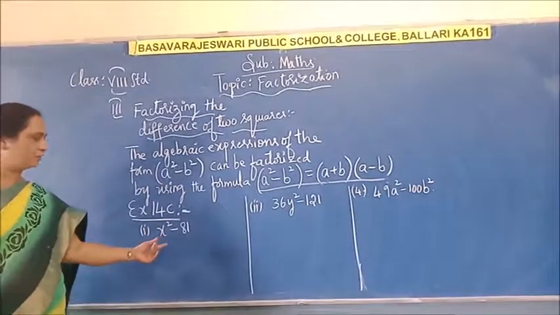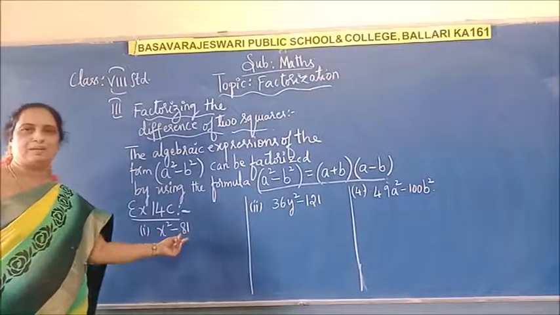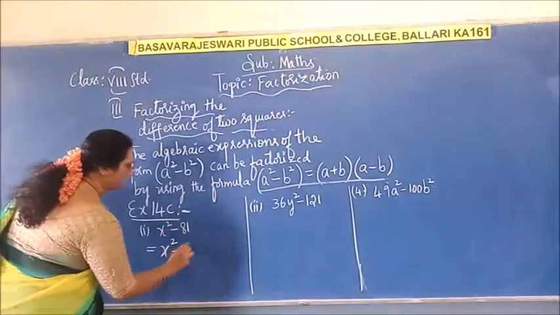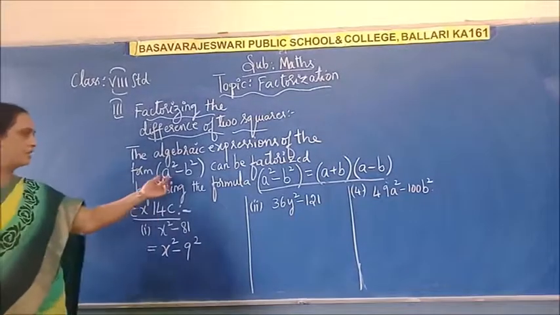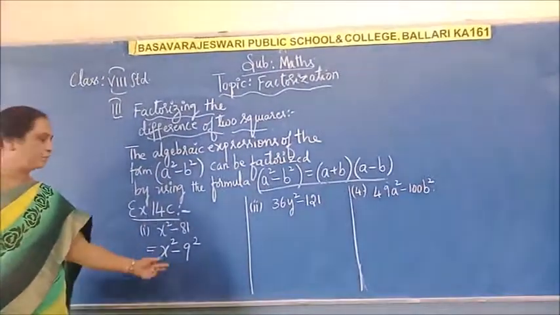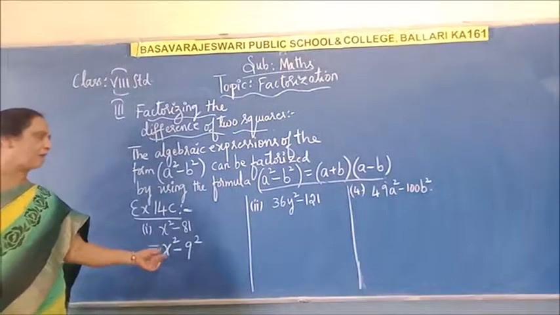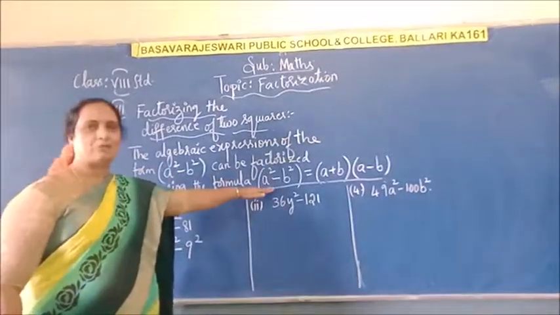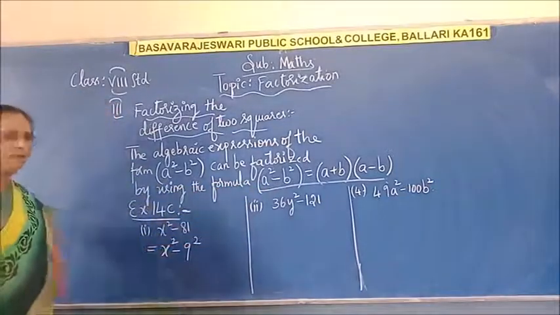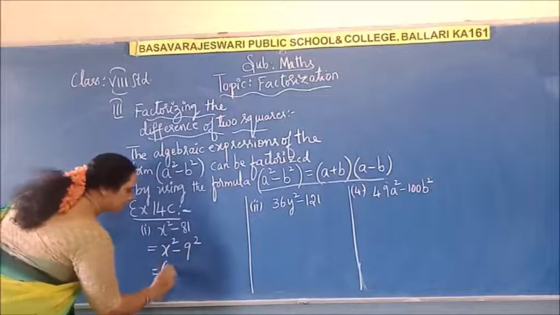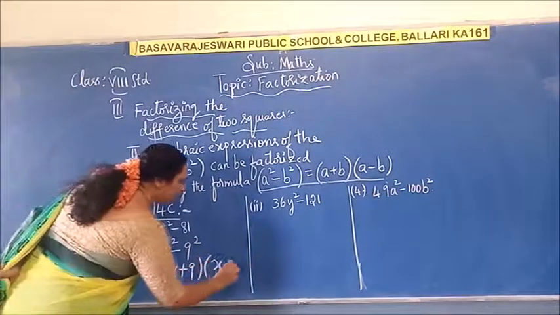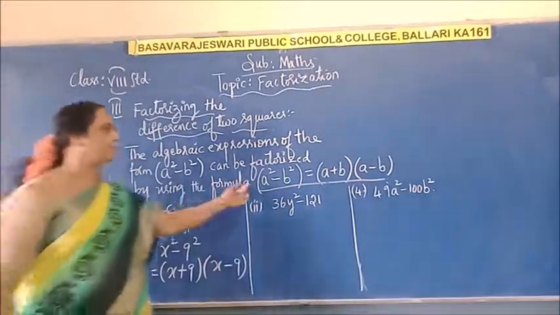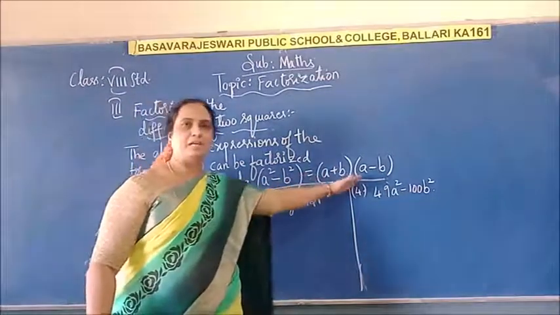Look at this example. It is of the form x square minus, how to write 81? 81 you can write as 9 square. So you have to write this as x square minus 9 square. Now it is of the form a square minus b square. In place of a you have x and in place of b you have 9. So how to resolve this into its factors? By using this formula. So x square minus 9 square can be written as x plus 9 into x minus 9. It is very simple. You have to use this formula: a square minus b square is equal to a plus b into a minus b.